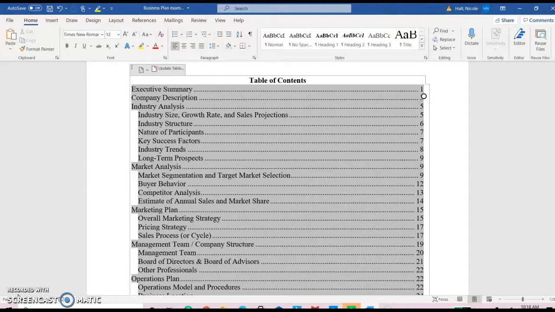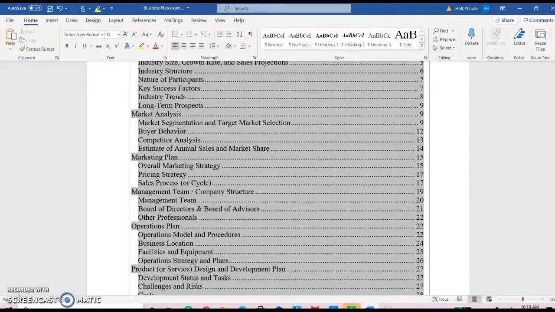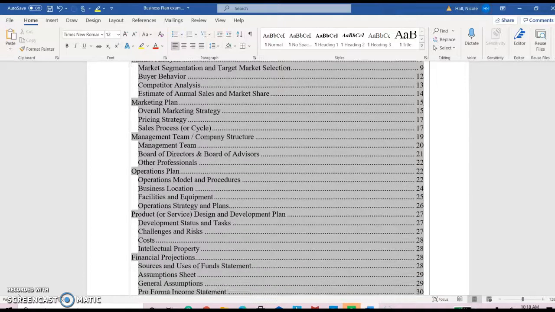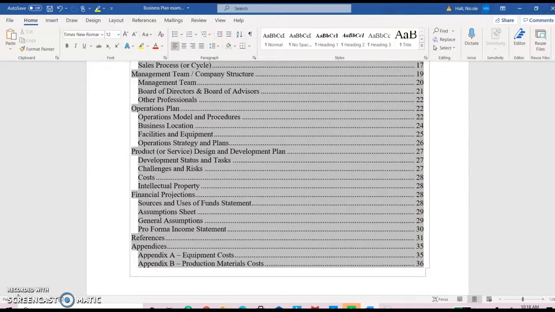The table of contents should include all of the required components. It should include an executive summary, the company description, the industry analysis, the market analysis, the marketing plan, the management team and company structure, the operations plan, the product or service or design and development plan, and then lastly, the financial projections. For the financial projections, you are only required to have a projected income statement. And then lastly, your references. You are not required to have an appendices unless applicable.